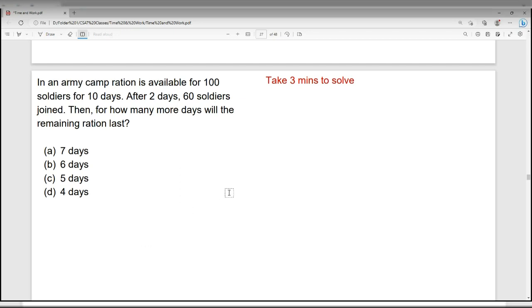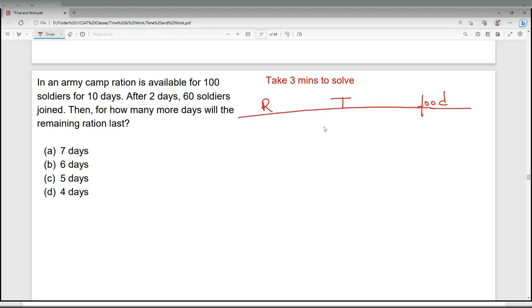This is one particular type. This is another type of question that normally they ask. We'll see what the question is asking. In an army camp, a ration is available for 100 soldiers for 10 days. After 2 days, 60 soldiers joined. Then for how many more days will the remaining ration last? So instead of work, we have food here. So we'll again set up the chart. We have rate, time, and instead of work, we'll have food here.